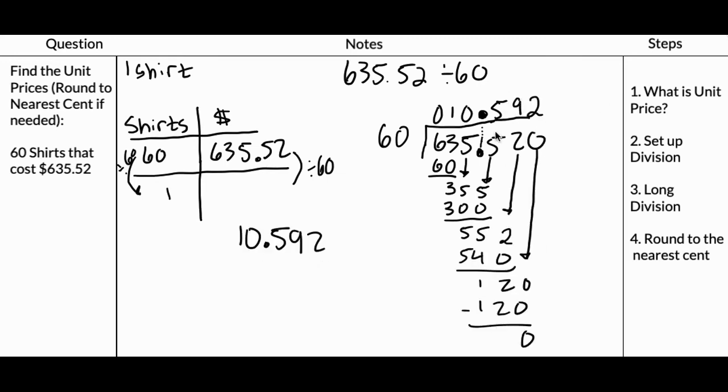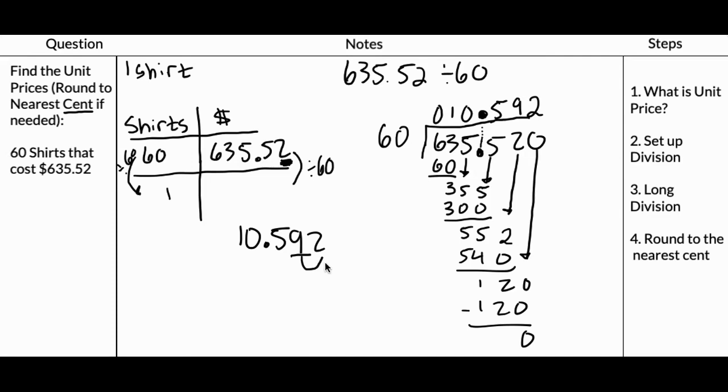Now that we've done the long division, we found out that 60 goes into 635.52 10.592 times. But here's the thing. When we're talking about money, we're normally going to be asked to round to the nearest cent. When we're talking about money, we usually only go to the hundredth spot. So we're going to look at our answer, which goes to the thousandths, and round it to the nearest cent, or the nearest hundredth. So we're going to look at the hundredth spot.